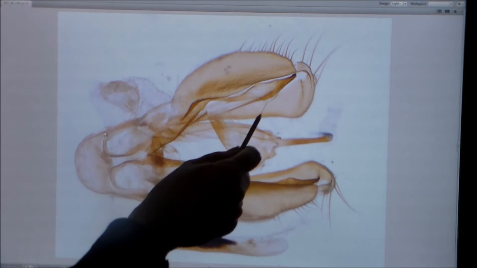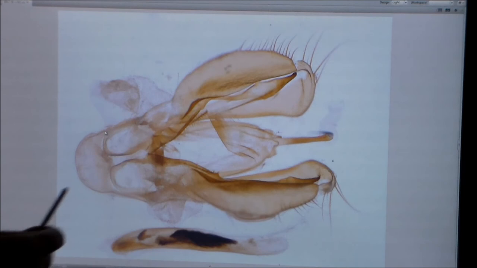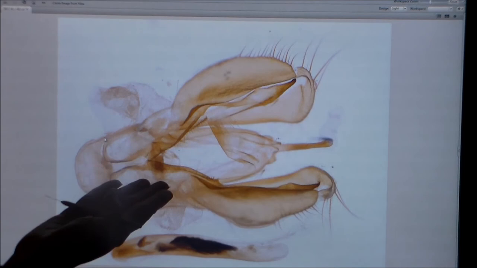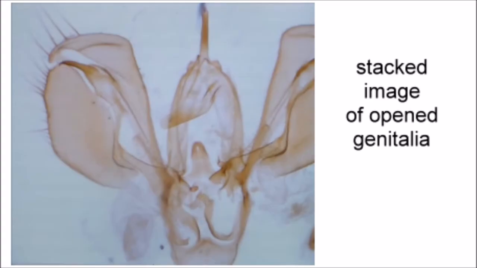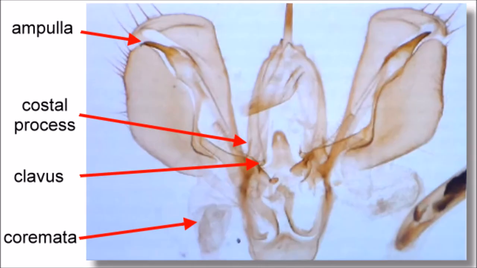The next two characteristics are inner genitalic structures, and the genitalia need to be cut open as shown so that the two valves lie open and flat. The four unique characteristics of the fall armyworm are now visible.